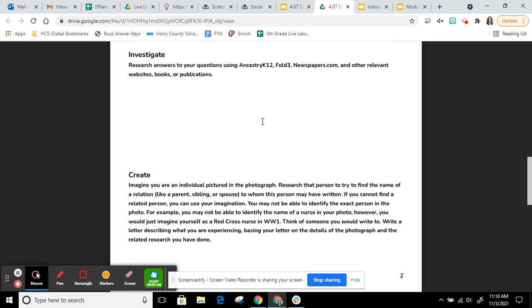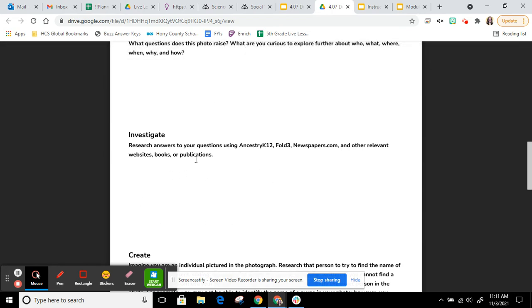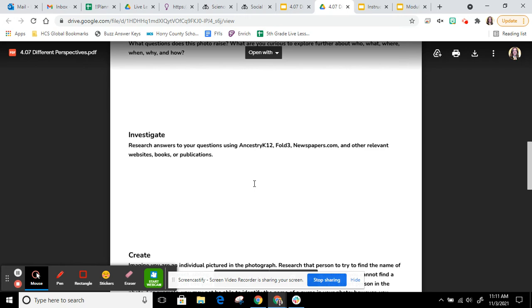You investigate. Research answers to your questions, and it gives you some websites to use: Ancestry K-12, Fold 3, newspapers.com, and any other relevant websites or books or publications. So the questions that you have here, you're going to do some extra research and find the answers to those questions based on the photograph.